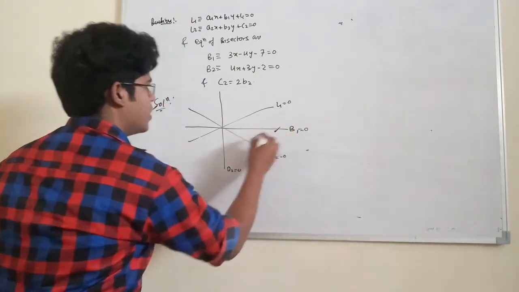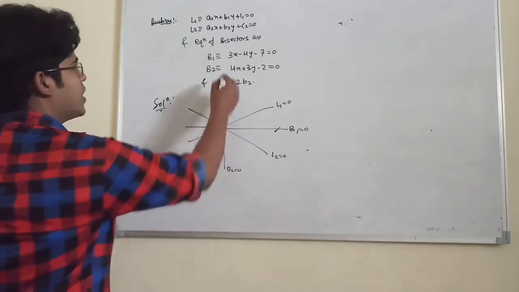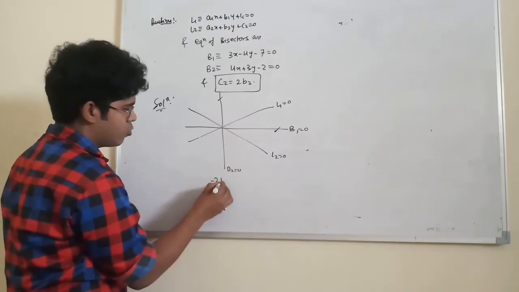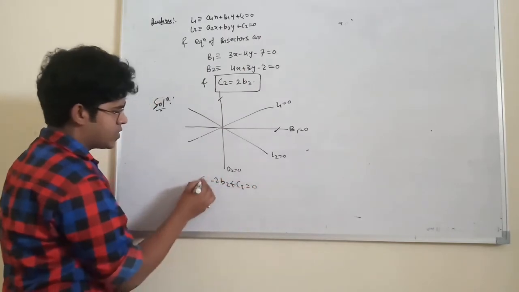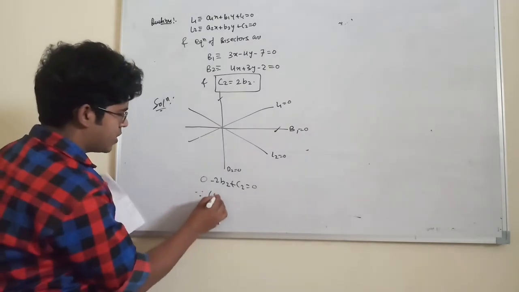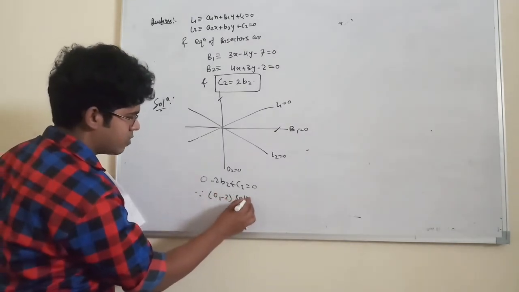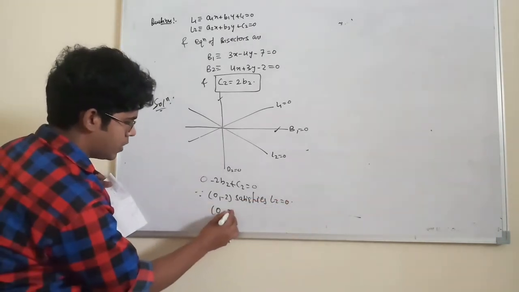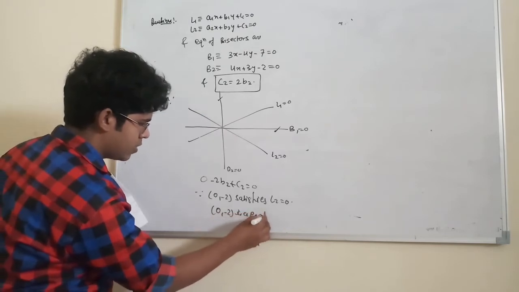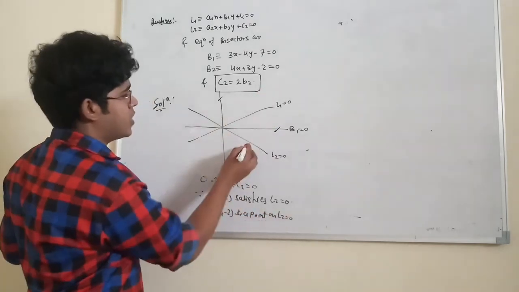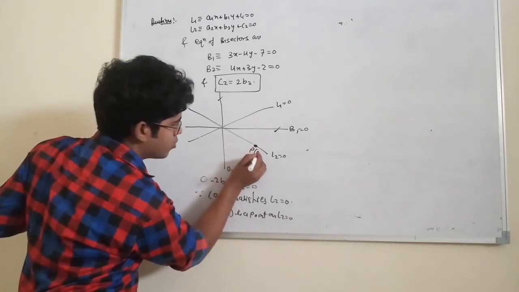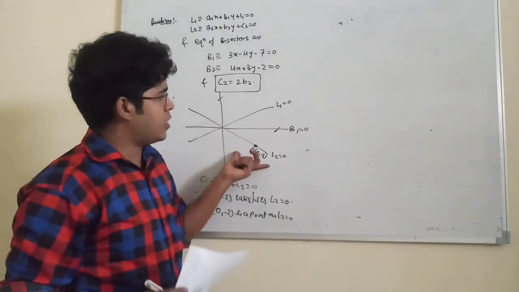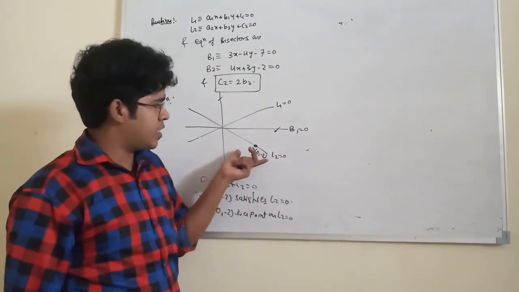I have this equation known to us and this equation is also known to us. And what is the use of this? C2 is equal to 2B2. So we can easily say that 0 comma minus 2 satisfies L2 equals 0. Hence 0 comma minus 2 is a point on L2 equals 0. So this is L2 and this is point P, which is 0 comma minus 2. I've already told you, try to find at least one point on either of the lines, and here we got a point.